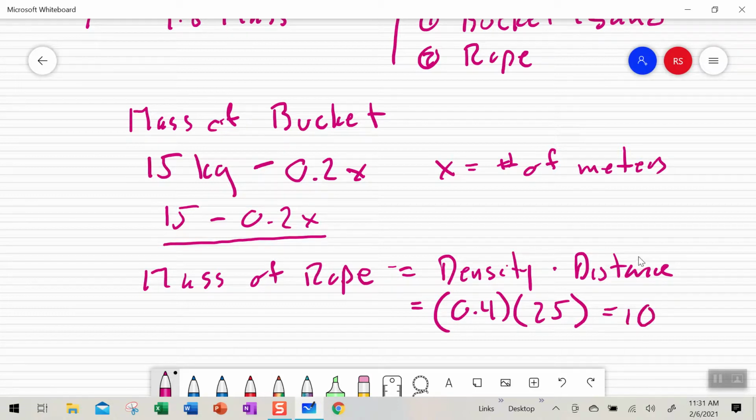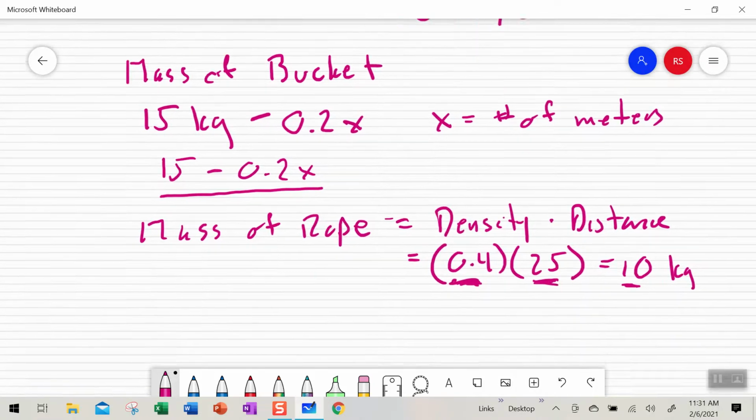However, that's the density of the rope, 25 meters of rope, which has a density of 0.4 kilograms per meter. I'm not putting the units in here, but the units were given in the problem. This is 0.4 kilograms per meter, and this is 25 meters, so the total is 10 kilograms. That's the mass of the entire rope.